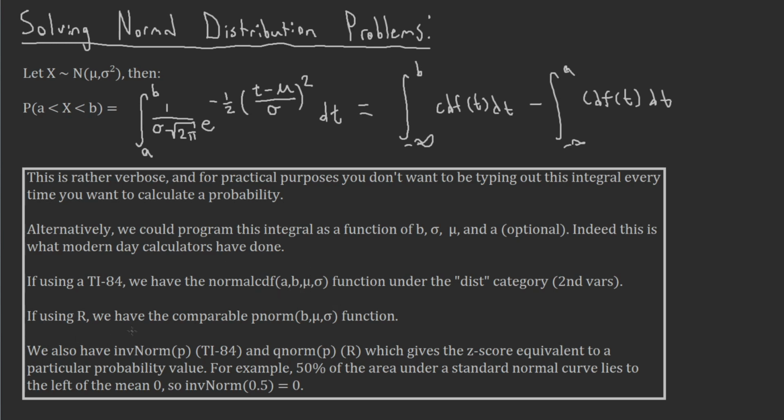You also have another function on your calculator or in R, and these are going to be the inverse norm or qnorm functions respectively, depending on what software you're using, or I guess hardware. These functions here are going to give you the z-score equivalent to a particular probability. And so I have a little example here. You know that if 50% of the area under a standard normal curve lies to the left of the mean, and we know that the mean is 0, then the inverse norm of 50% or 0.5 is going to give you 0. It's just going to give you the z-score, right, that corresponds with a particular percentage.